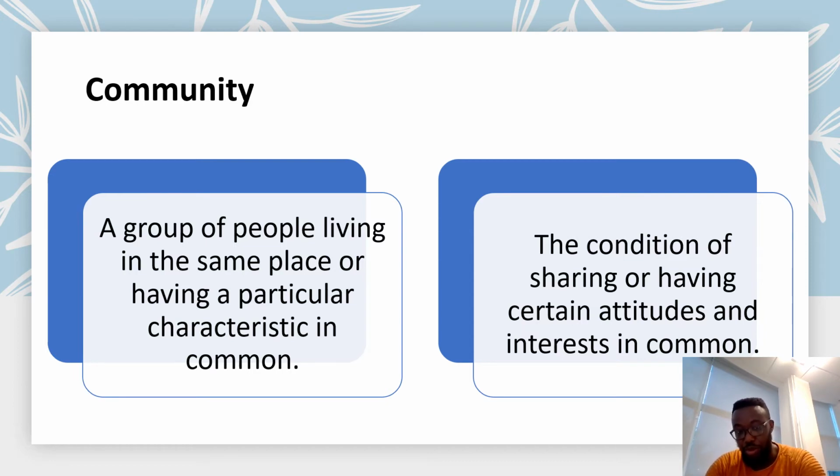But it also goes beyond that. It can be a community of people who might not be living physically together, but have particular characteristics in common. We'll be looking at examples of community along the line. And then it can also be the condition of sharing or having certain attitudes and interests in common. So there are a lot of communities that exist beyond the physical communities that we know.